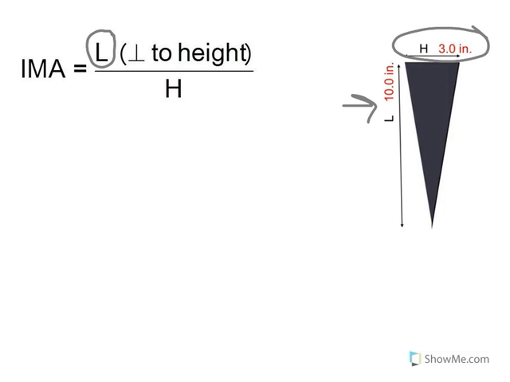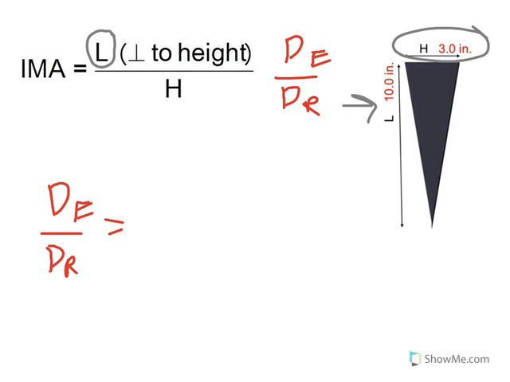This is the same as what we had said before, as this being our distance of our effort and our distance of our resistance. In the case of this problem, for me to find my ideal mechanical advantage, all I need to do is apply and substitute my dE over my dR. We know that dR is going to be the height, and my dE is the length. So now all I have to do is divide. And when I divide, I get 3.3.